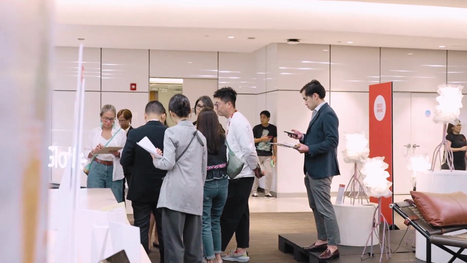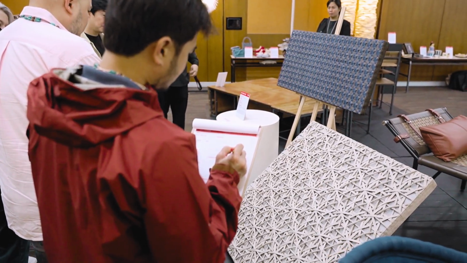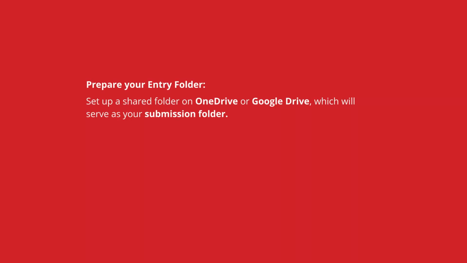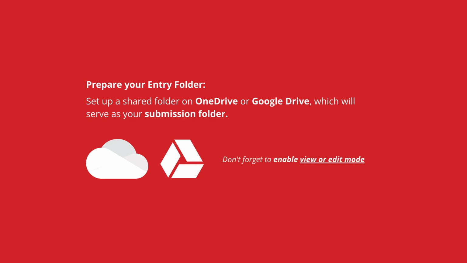Before you start filling out any forms, it's best to prepare your materials in advance. Set up a shared folder on OneDrive or Google Drive, which will serve as your submission folder. Make sure the folder settings allow view or edit access so the secretary can check your files once submitted.